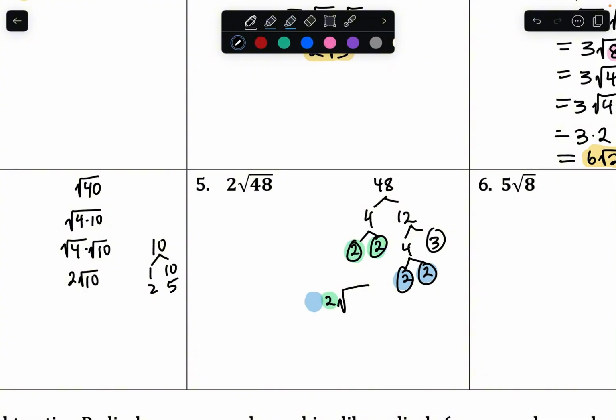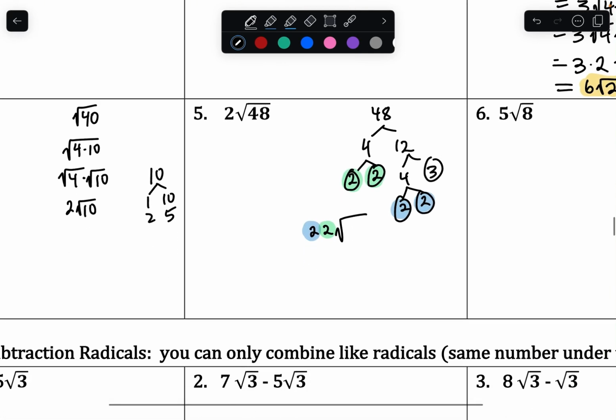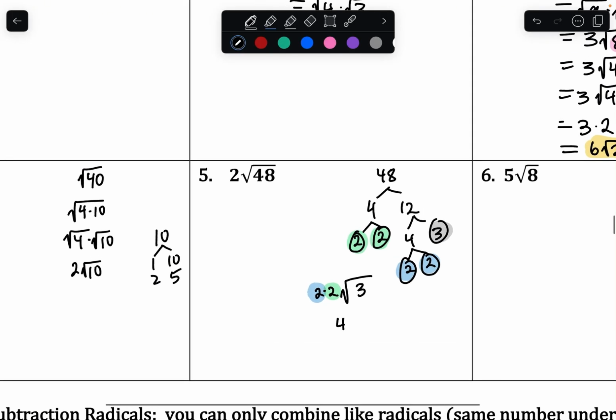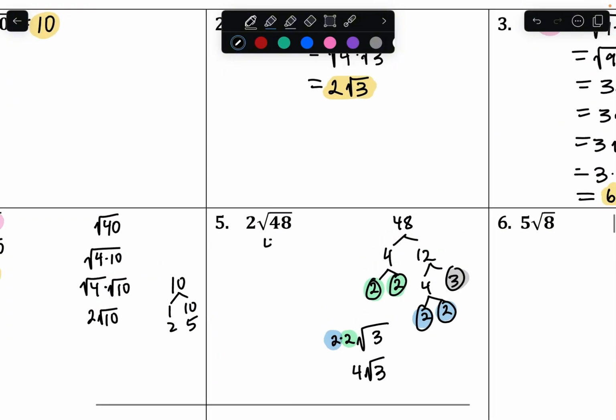Kind of think of it like matching socks. Once you find a pair, fold it into one and then write it outside the basket. Put it outside the basket. And if there's more than one, you're going to multiply. Okay, and then we have this lonely 3 that doesn't have a match, which means it was not a perfect square factor, so it stays inside. And so this simplifies to 4 square roots of 3. Okay, and so 4 square roots of 3, and then we still have that 2, and so that becomes 8 square roots of 3 for my final answer.